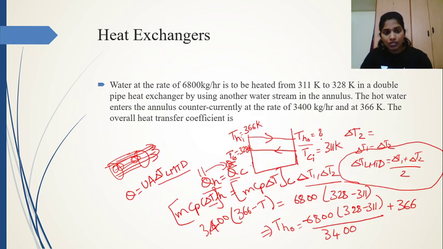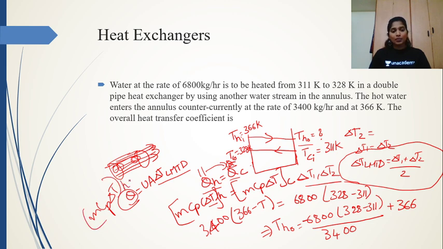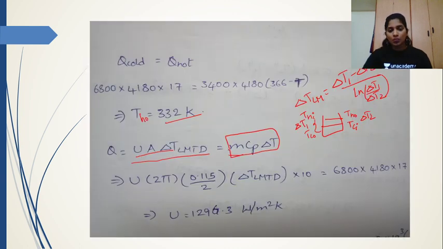So what is the question? Overall heat transfer coefficient. This heat is nothing but MCP delta T, and this can be for hot fluid or cold fluid. As it is at steady state, we can take any of them. So based upon substituting all these values, you will be getting the overall heat transfer coefficient as 1296.3 watts per meter square Kelvin.